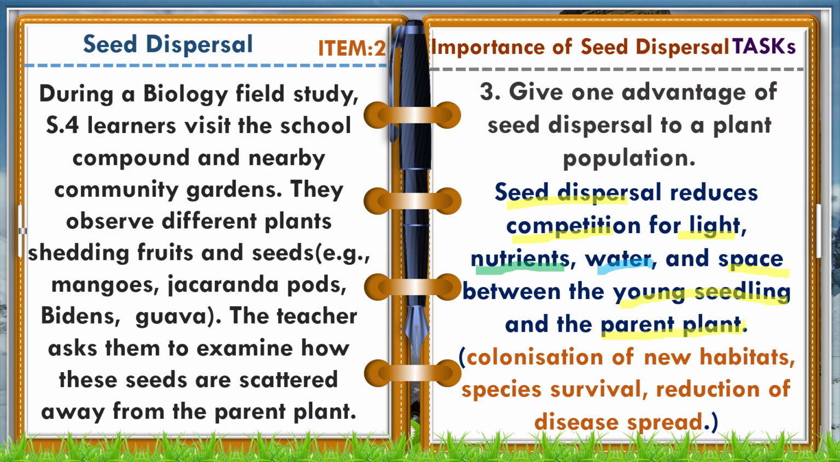Other things can be: seed dispersal helps in the colonization of new habitats. It also helps in species survival. And it leads to a reduction in disease spread.